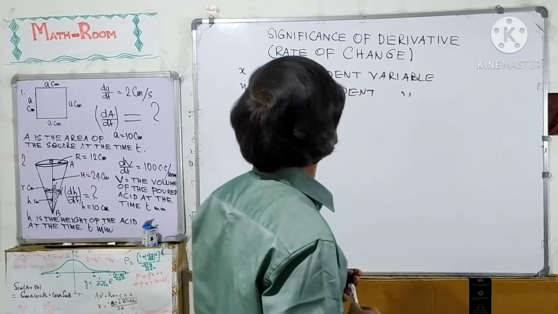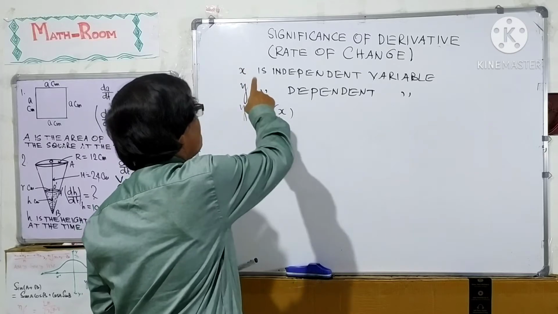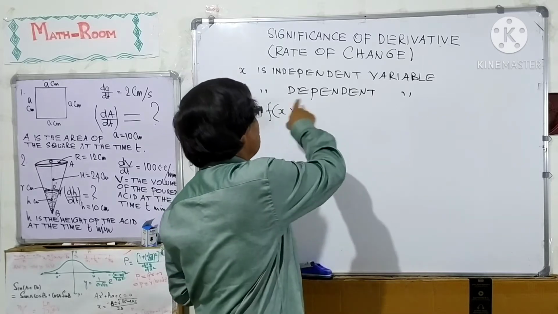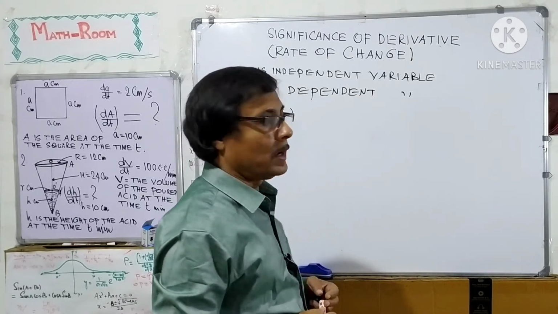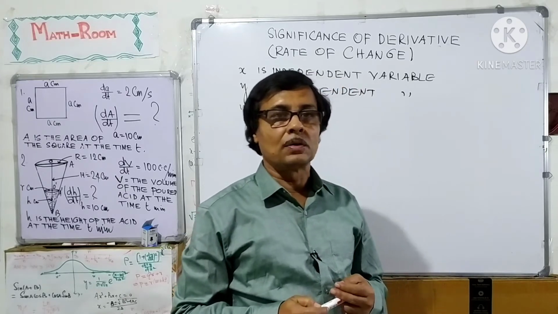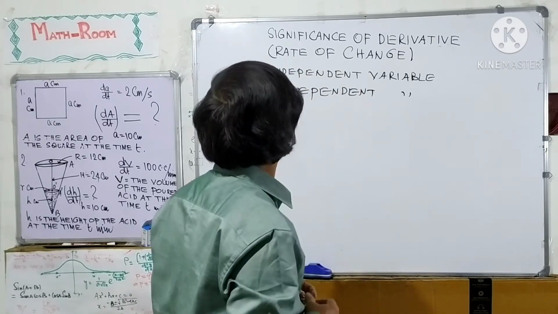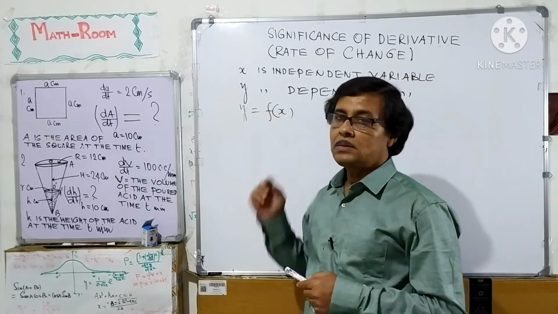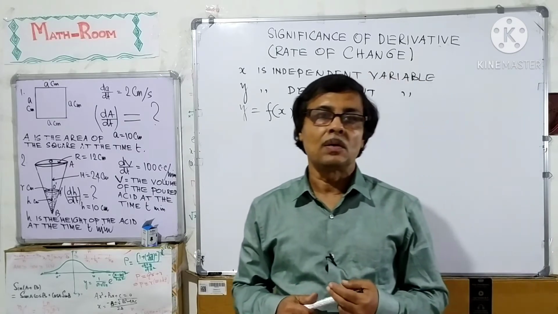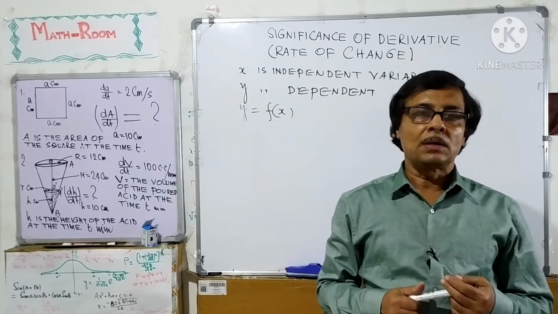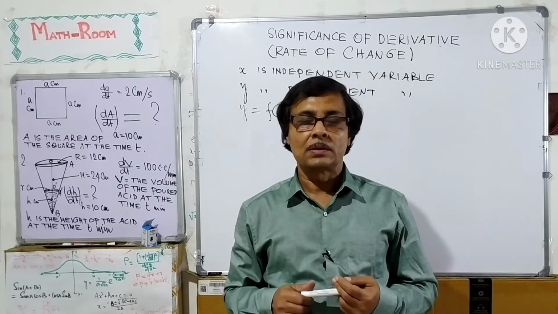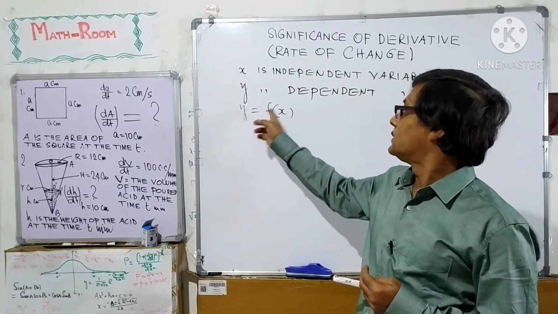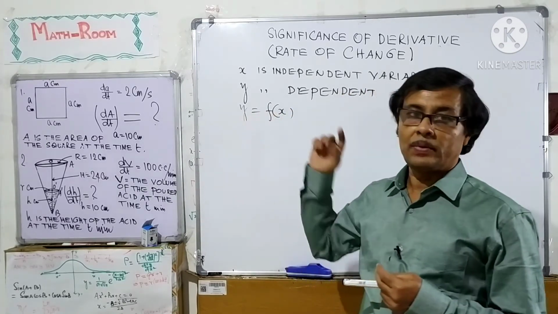Now let us consider two variables, one is x and the other is y. x is the independent variable and y is the dependent variable. The values of y depend upon the values of x. So we can consider y as a function of x. What is a function? A function is a correspondence between two sets. The function associates the elements of one set to the other set. So here f is the function where y is a function of x. So y equals f(x).